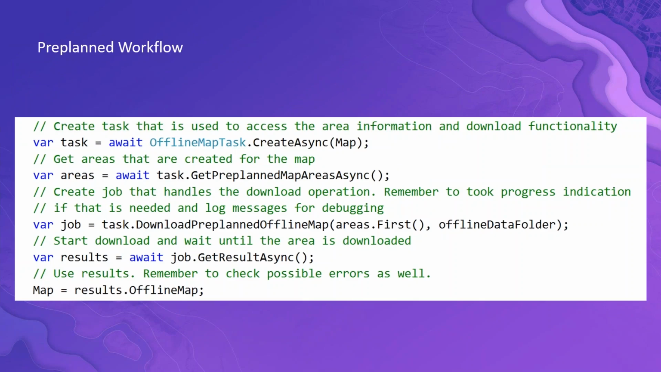So the code for this scenario also uses the offline map task. So you can create that, and then using that task, you make the request to discover what the pre-planned map areas are. Once you discover what those are, you can allow the chooser to pick which one to use, and then you can ask it to download that offline map into a specific folder, and then you add that to the map itself.